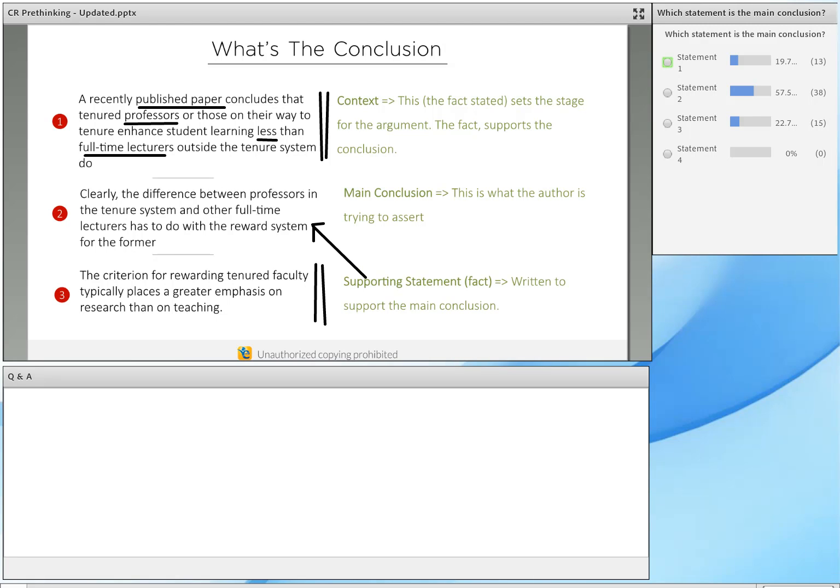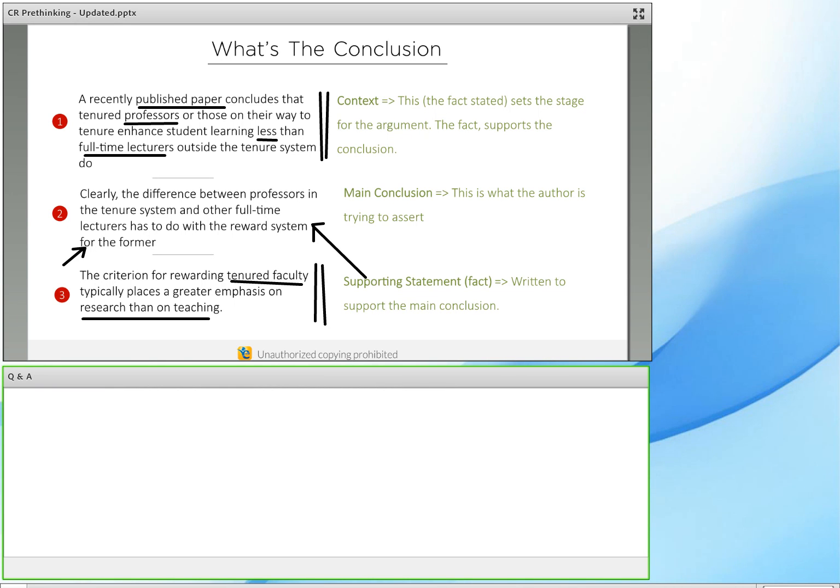When you read the statement, it says the criterion for rewarding tenured faculty places greater emphasis on research than on teaching. Okay, then this is there to increase your belief in statement 2, to say that for tenured faculty there's a greater emphasis on research than on teaching.